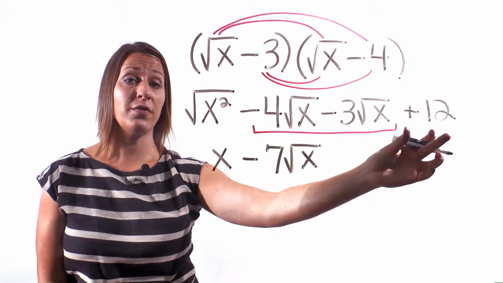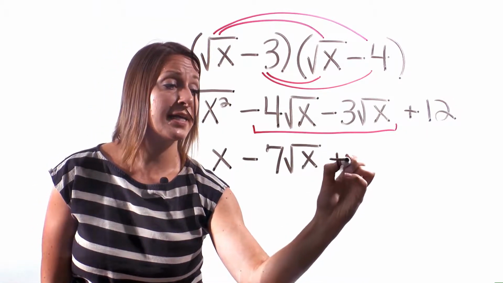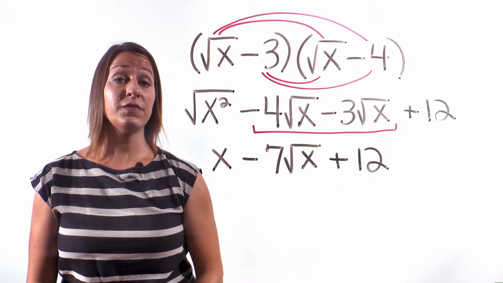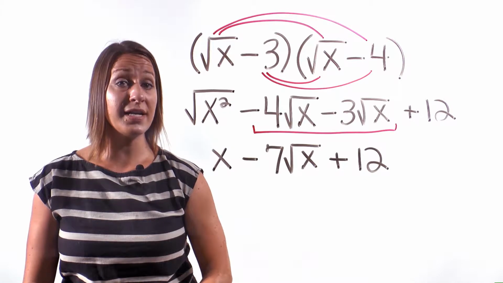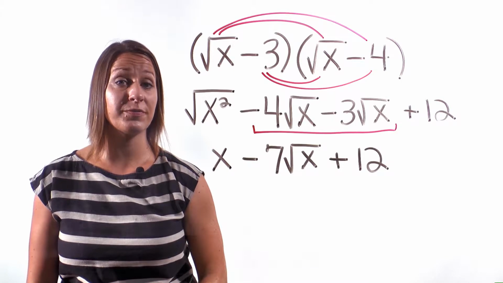Our last term is 12. There's not another constant for 12 to add on to, so we'll just add it to the back. So the final answer to this multiplication problem is x minus 7 square roots of x plus 12.